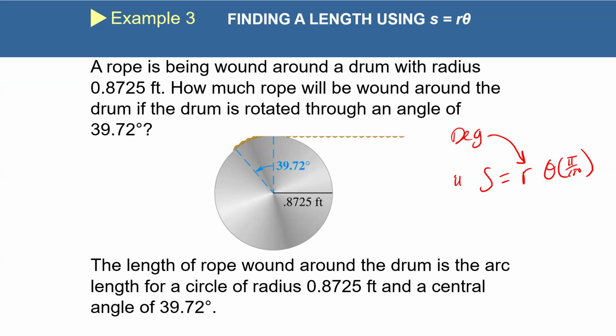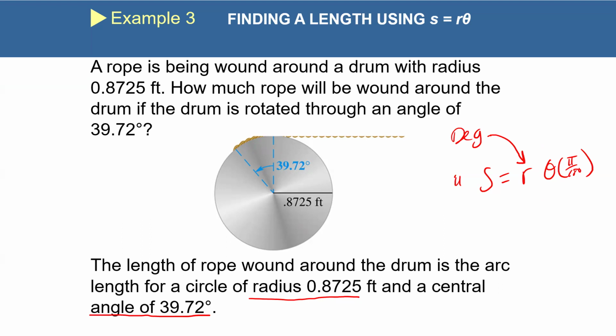Now, if it's radians, I don't need the pi over 180. But I have everything I need. I have my radius. I have my angle. So now I'm just going to plug each piece in and then plug it into the calculator.